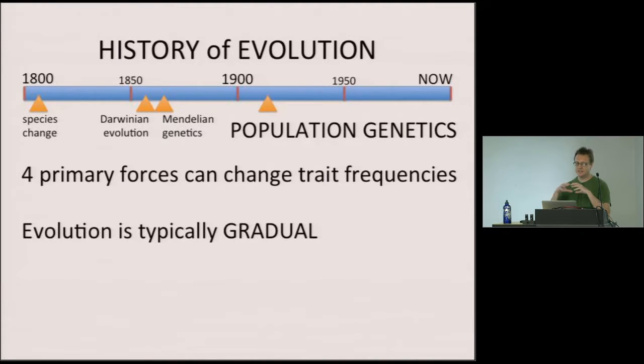So in addition to defining the 4 primary forces that we think can change trait frequencies, population genetics came up with this idea that if you're looking at these trait frequencies, they change gradually over time. You don't see these huge shifts in trait frequencies. Even under strong selection, you can track trait frequencies from generation to generation over time. And so this idea arose that evolution should be a gradual process that occurs over time and not immediate.